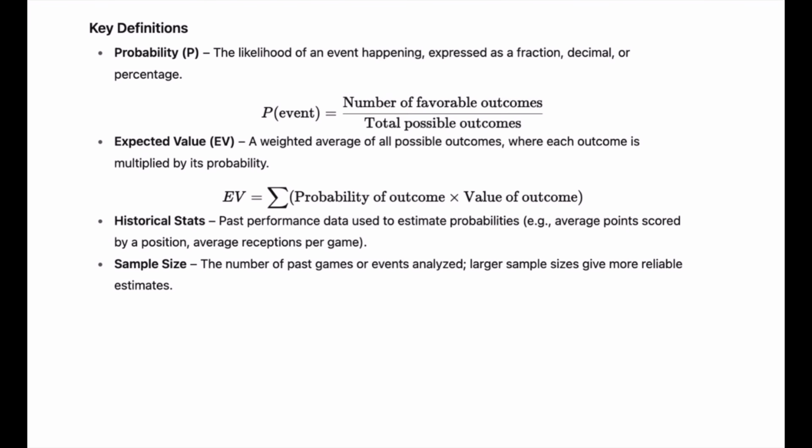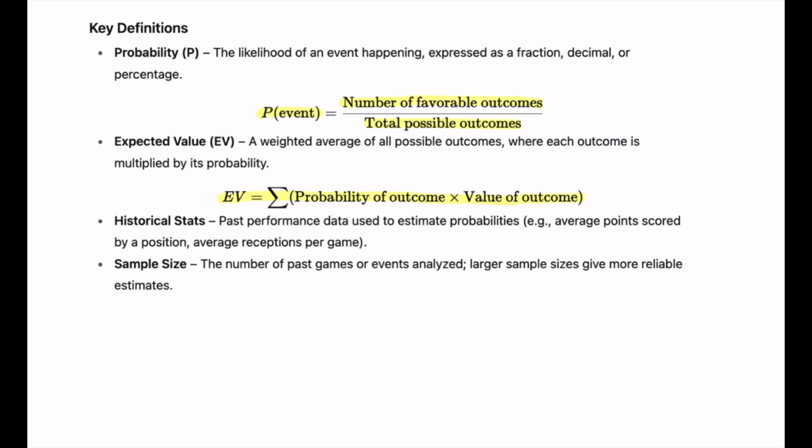So now let's dive into some key definitions for our lesson today. First off, probability is the likelihood of an event happening expressed as a fraction, decimal, or percentage. Expected value is a weighted average of all possible outcomes where each outcome is multiplied by its probability. So these two equations definitely write down in your notebook. The probability of an event equals the number of favorable outcomes over the total possible outcomes. And for our expected value, EV is the sum of the probability of an outcome times the value of an outcome.